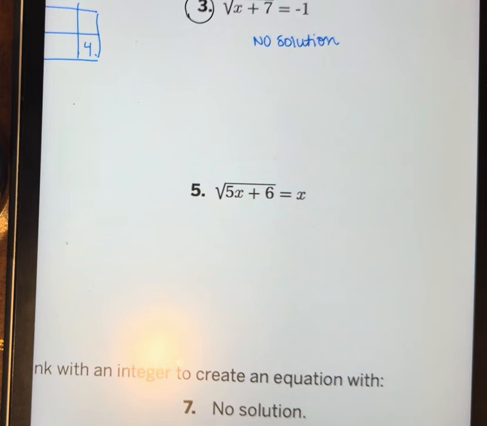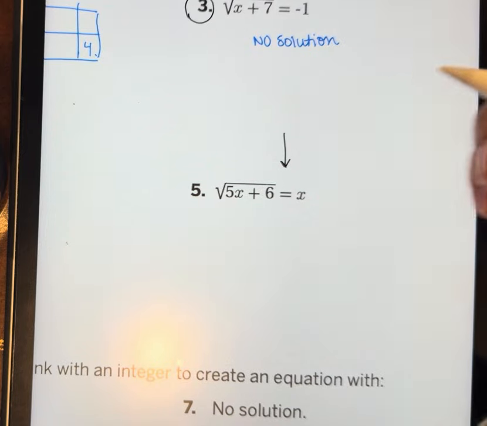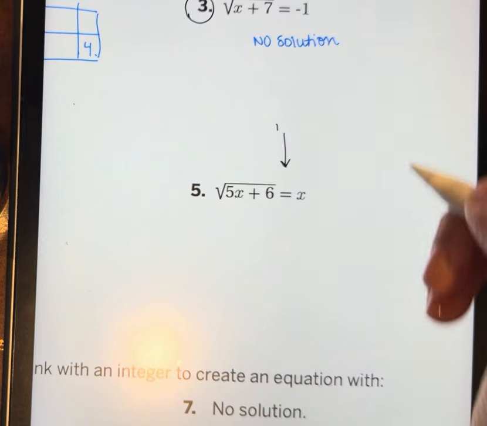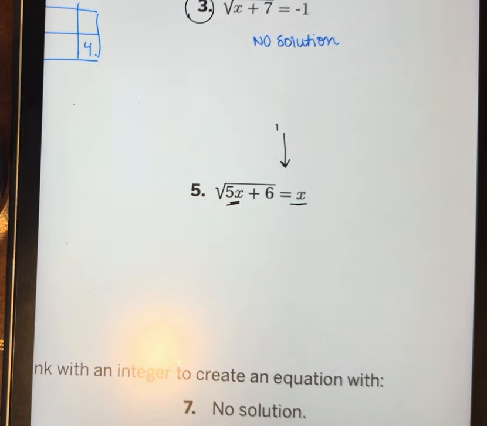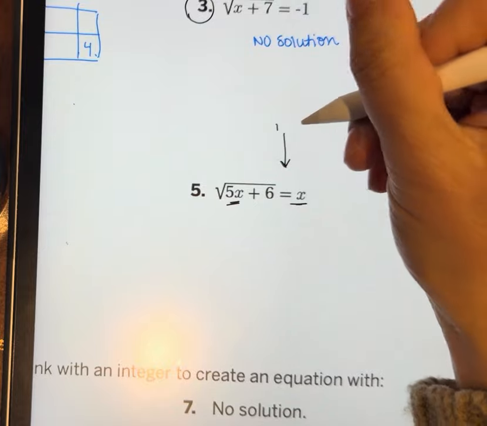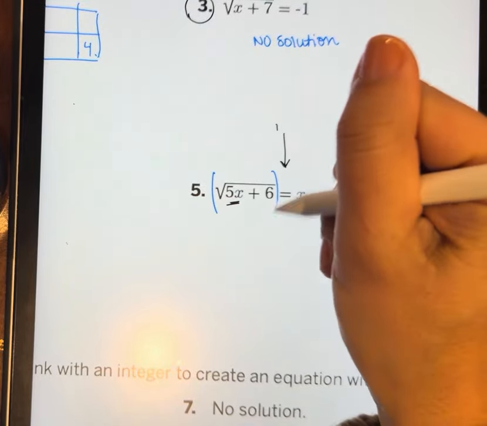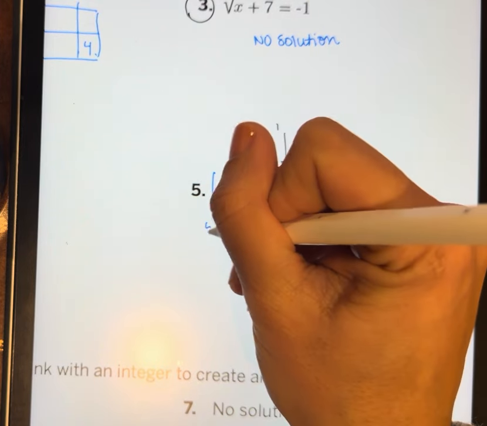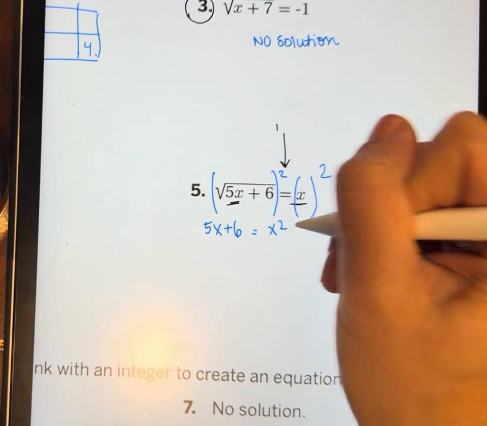This one, you guys, because our strategy is we are not really trying to isolate x here. Because we've got x over here and x over here, and as of right now, that's not what's happening. So I would not use the table here. I would just go algebraically and square both sides. So I would end up with 5x plus 6 equals x squared.